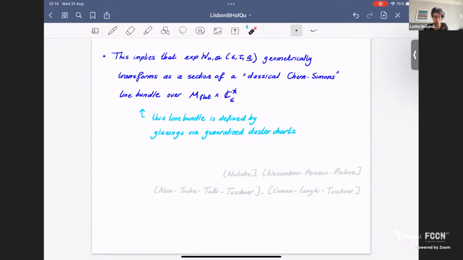And this line bundle was studied before, in particular by Andrew Neitzke, and from another perspective by Alexander Goncharov and Pierre Deligne. This line bundle is sometimes known as a classical Chern-Simons line bundle. So there is also a very nice geometric perspective, as a line bundle over this moduli space of flat connections.